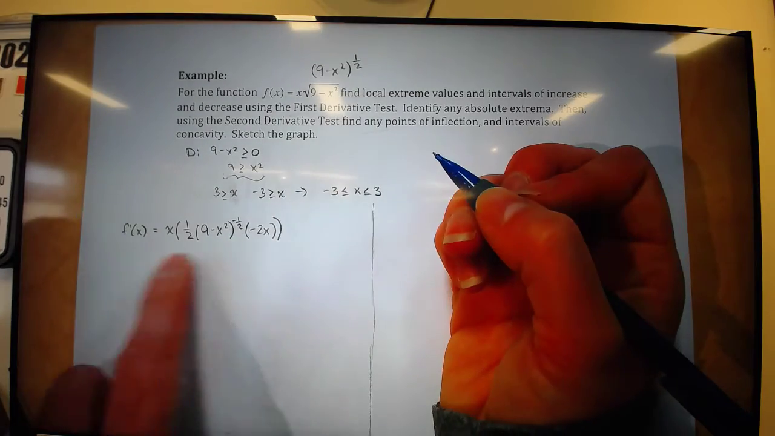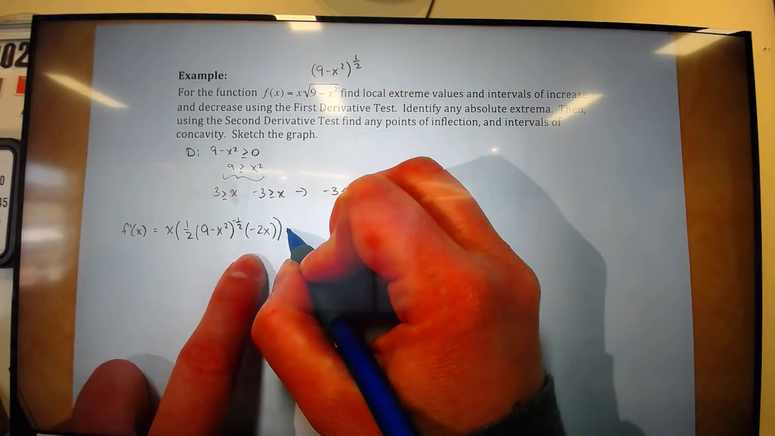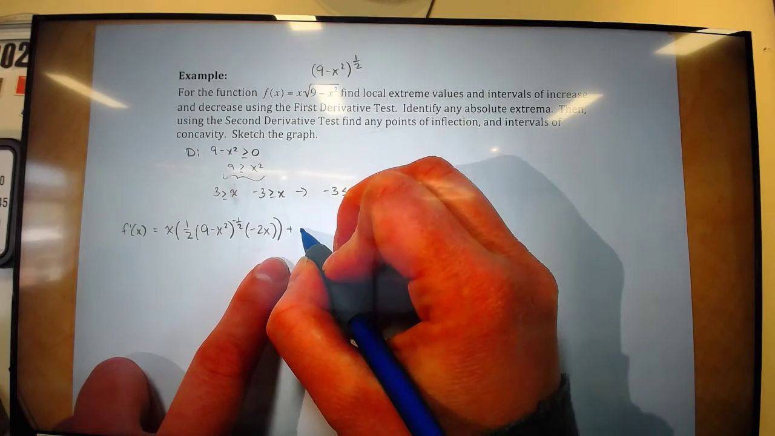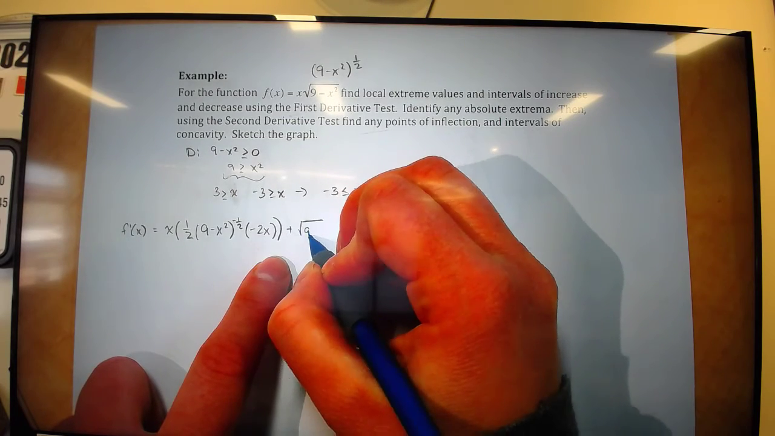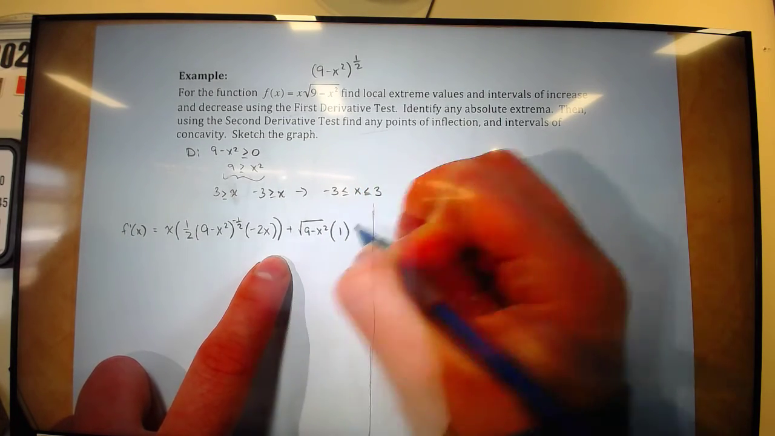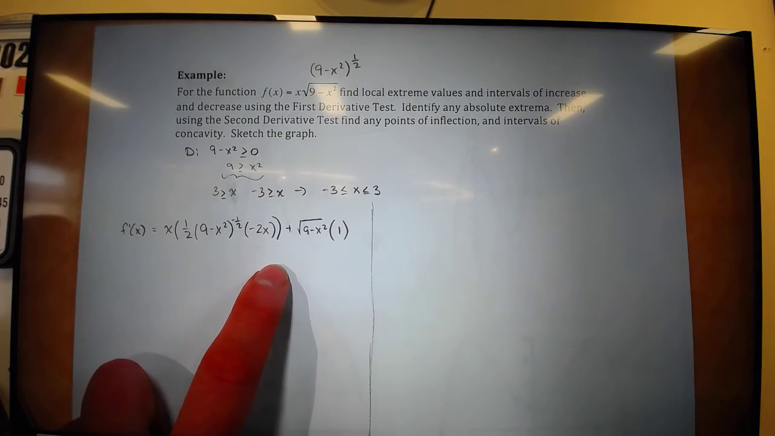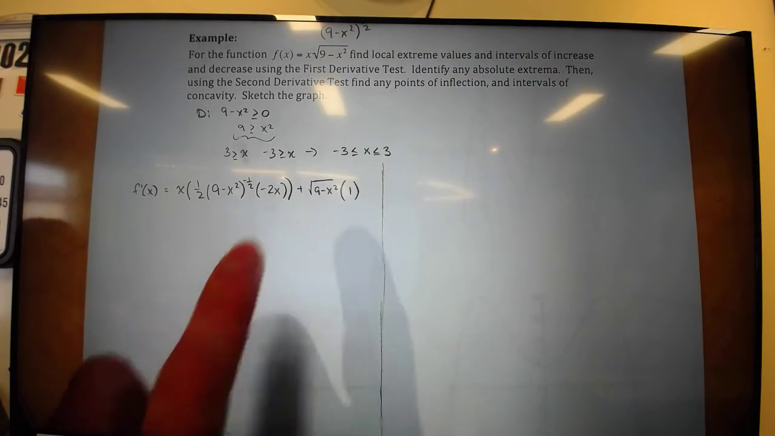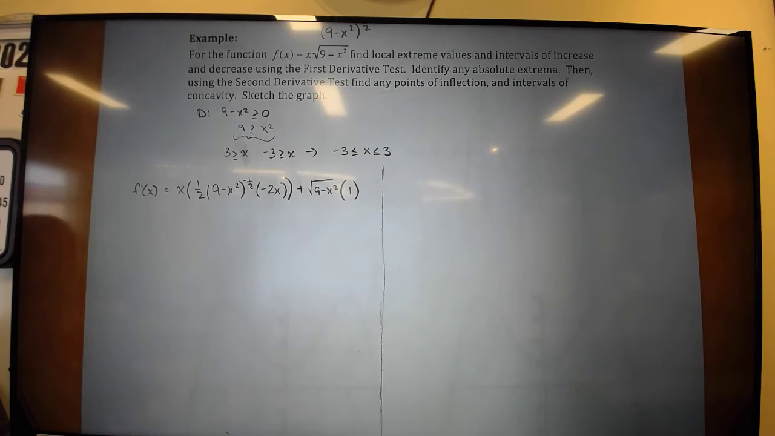So we're going to bring that 1/2 down, and then we're going to leave the 9 minus x squared inside, and then 1/2 minus 1 is negative 1/2. Then we need to multiply by the derivative of the inside. So the derivative of 9 is 0, the derivative of negative x squared is negative 2x. Okay, so there's the first times the derivative of the second, plus the second times the derivative of the first. That one's much nicer.